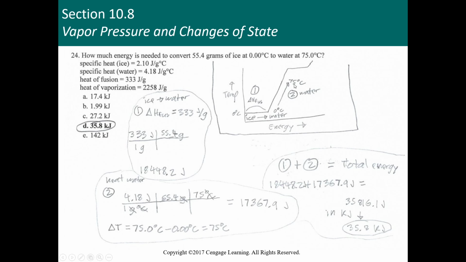Now, we've done 2 steps, haven't we? So what's the total energy we did in those 2 steps? Well, we just add those together. That will give us a number in joules. We can convert it to kilojoules like the answer requires, and we find out it's 35.8 kilojoules. By the way, you can usually do that in your head. You just go 1, 2, 3, and put a comma.